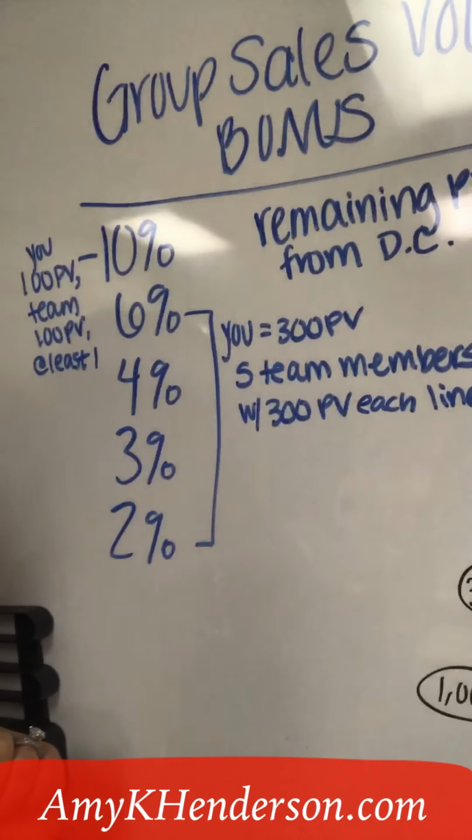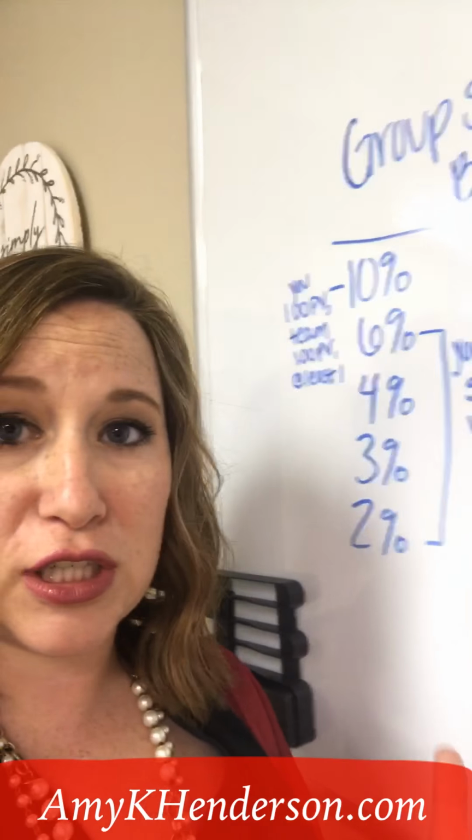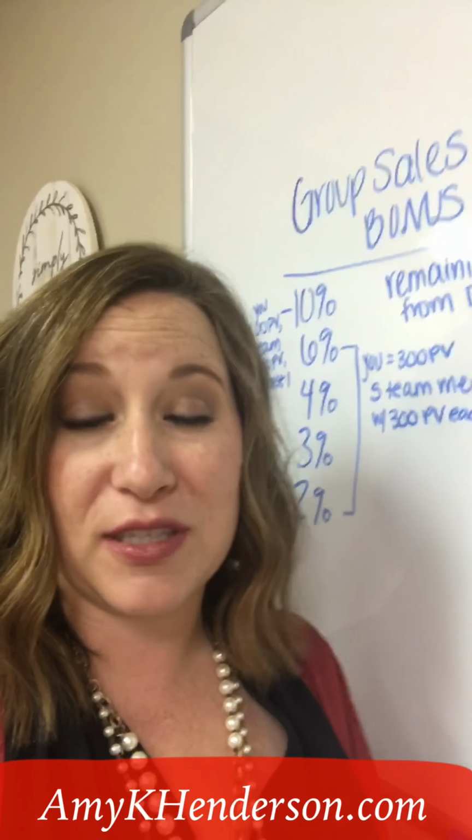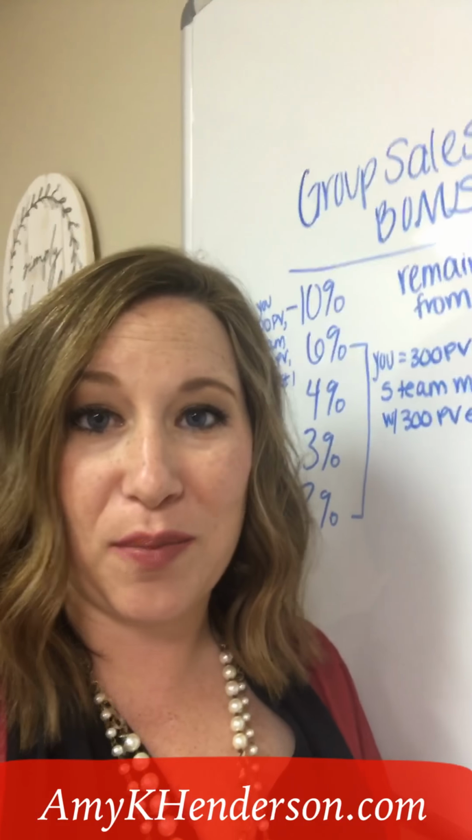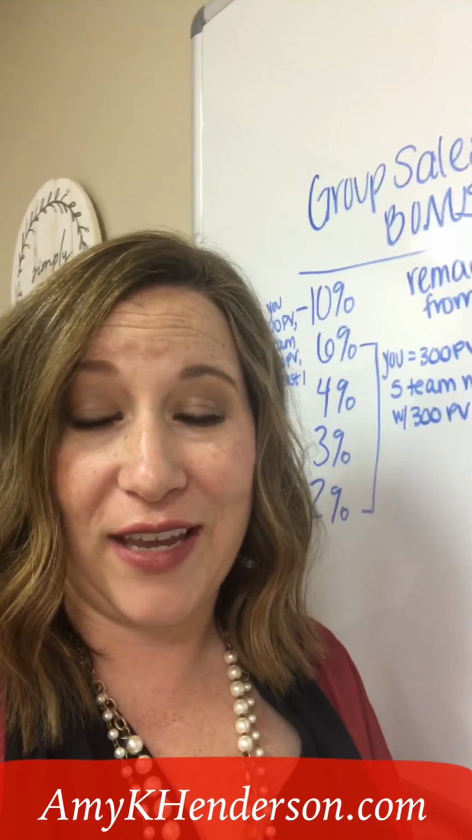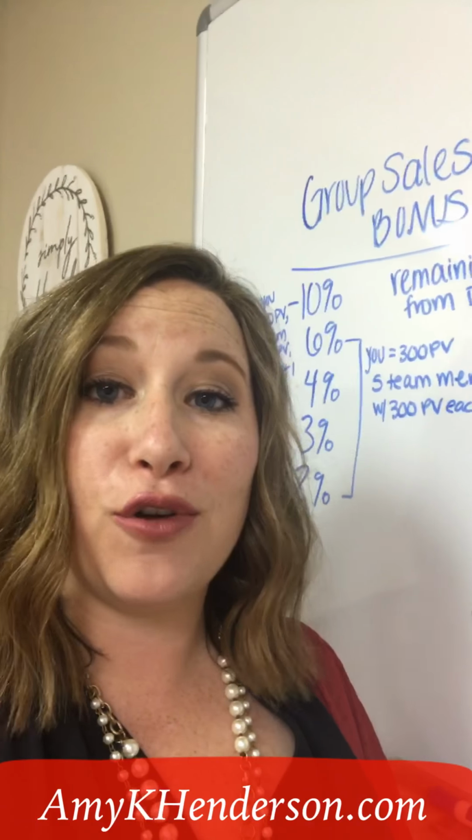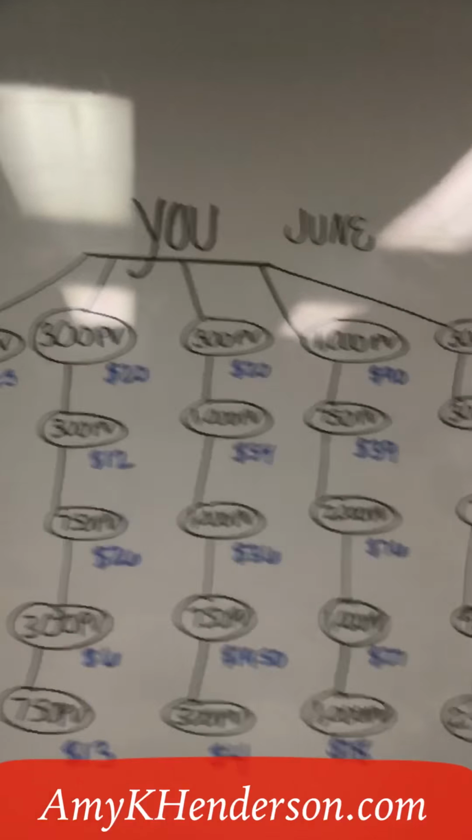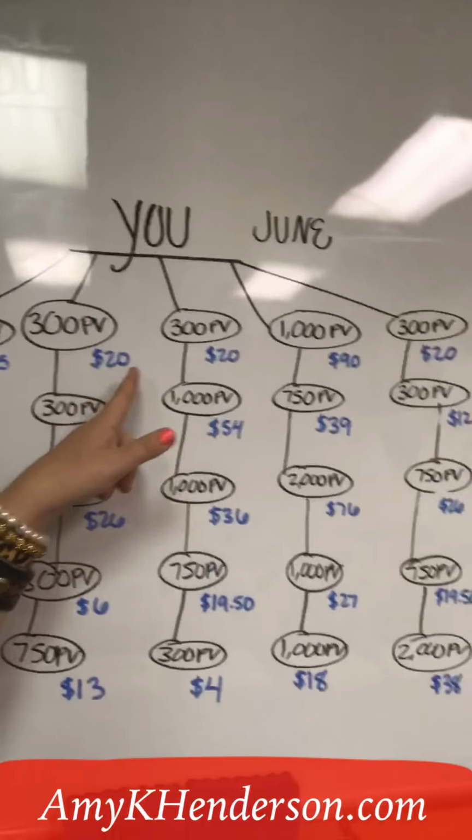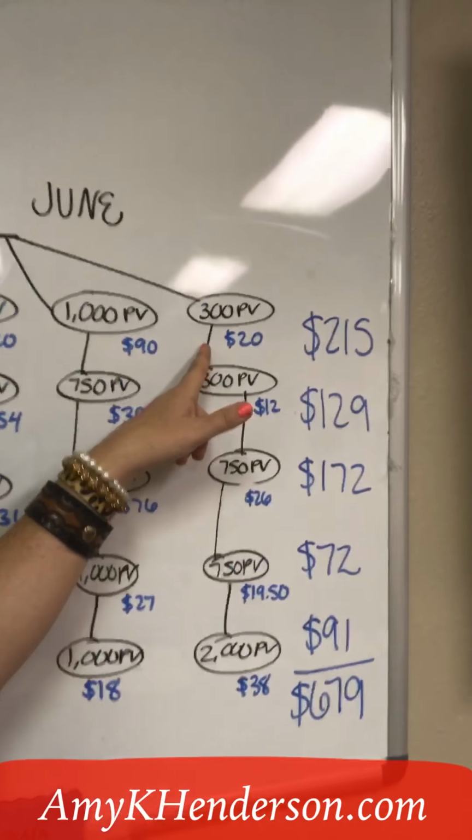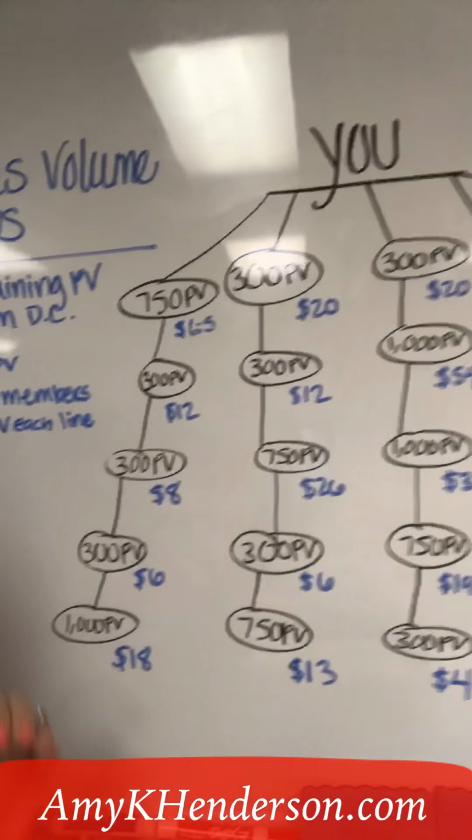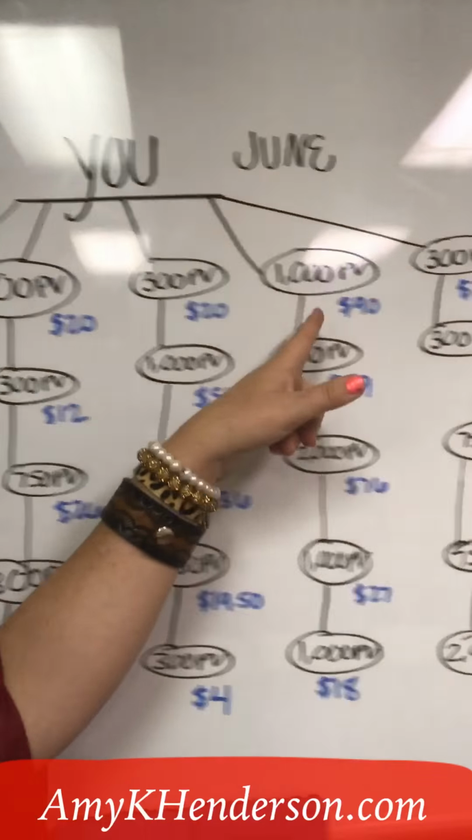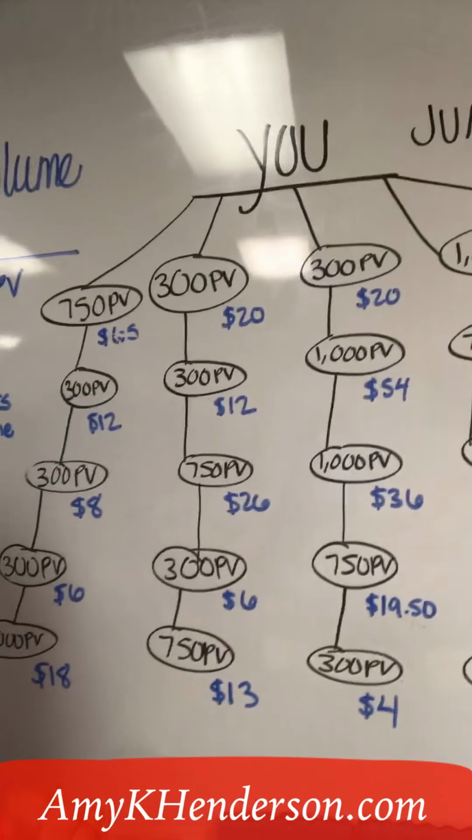So what does that mean? Remember, on your first line, you could have had one person order and you would get paid group sales volume bonus as long as that one person ordered 100 PV. However, to move to your 2nd line for group sales volume bonus, you're going to have 5 people on your first line that have ordered at least 300 PV. So in this example, all 5 of your first line people have ordered 300 PV.